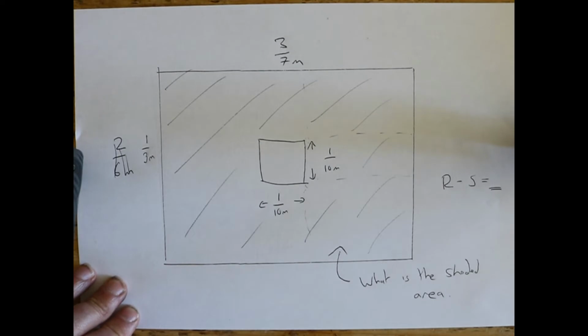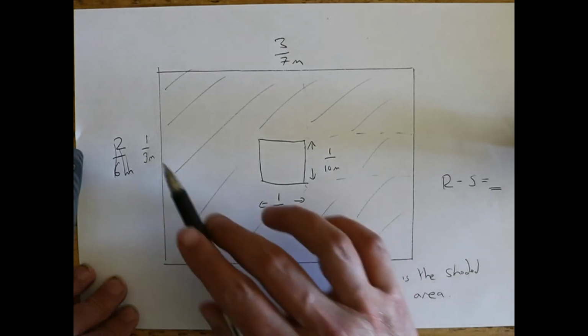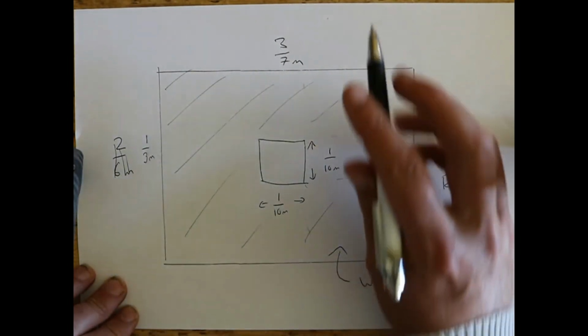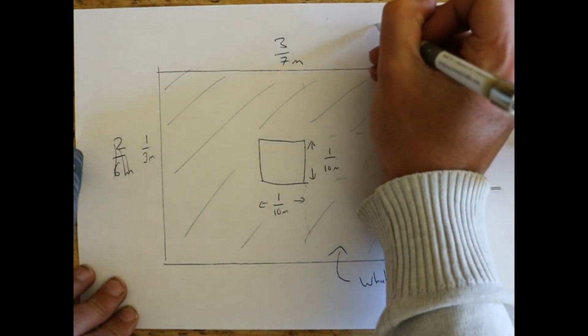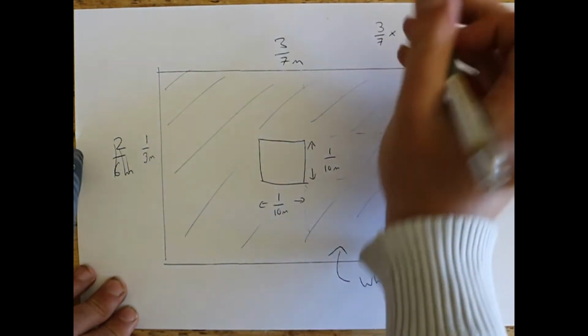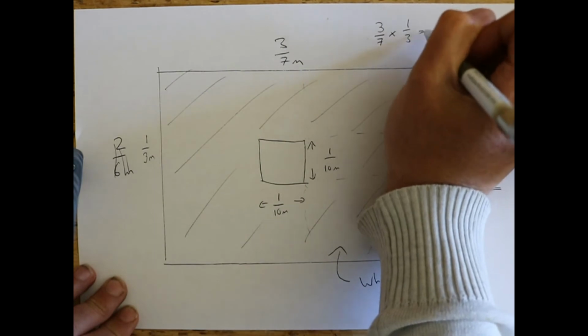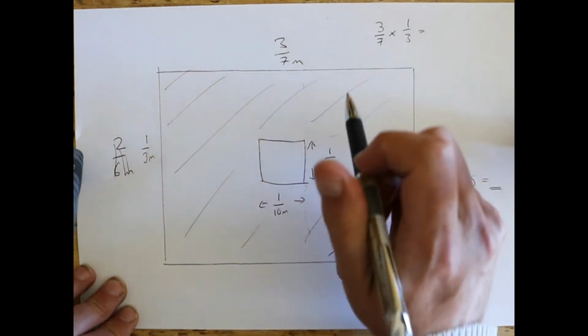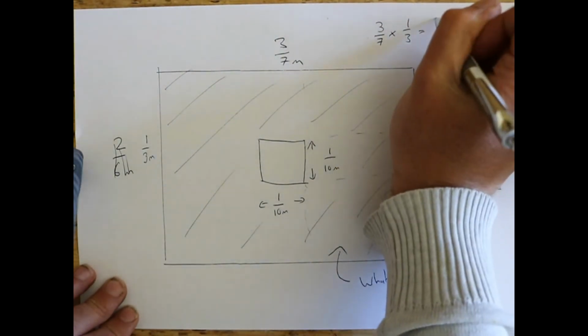So what is the area of a rectangle? It is the height times the width, or the length times the breadth, whatever you want to call it, A times B, that being A and that being B. So let's work that out. The area of the rectangle is 3/7 multiplied by 1/3, which equals, as we know, we multiply the top and multiply the bottom. Bonus point if you do it the quick way.